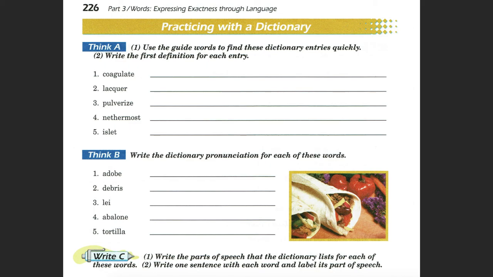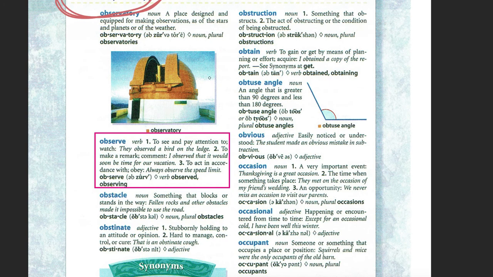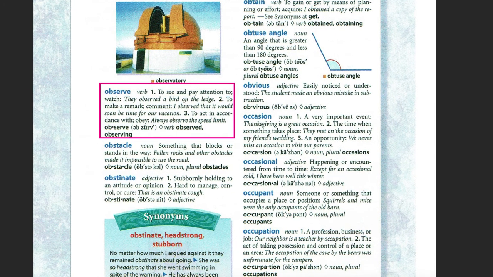It says write the first definition for each entry. You guys remember some entry words in a dictionary are going to have more than one definition. Usually it's going to have a number to tell you the first, second, third, and so on. For example, observe: the first definition is to see and pay attention to, to watch. The second definition is to make a remark, to comment. So some words have more than one definition, and our worksheet only wants the first one. Just look for the first one.